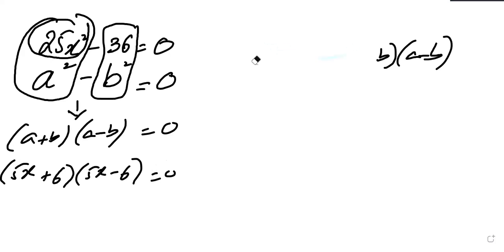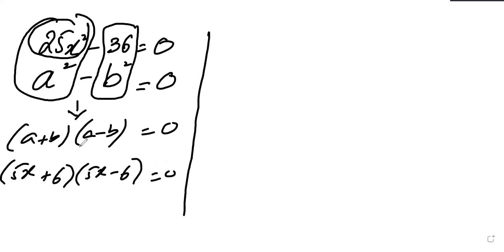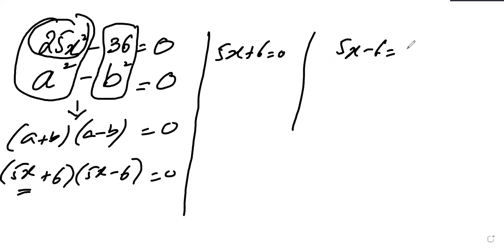Yes. After factorization is completely done, then we will make two linear equations. First with this factor, 5x plus 6 equals to 0, and second with the second factor, 5x minus 6 equals to 0. So guys, in a linear equation, we gather x on one side and number on the other side.